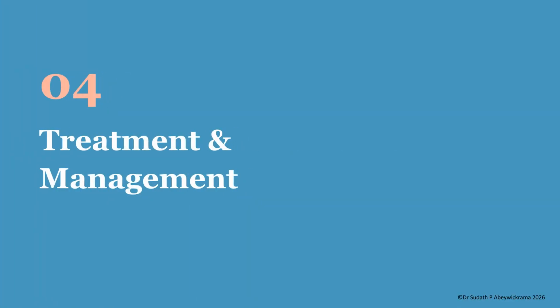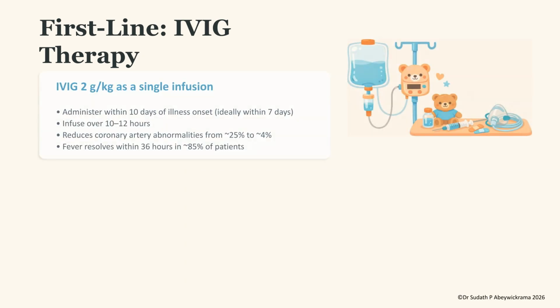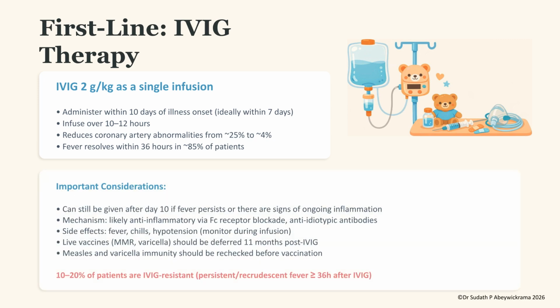Module 4 covers treatment and management, including IVIG, aspirin, managing refractory cases, and adjunctive therapies. Intravenous immunoglobulin, or IVIG, is the first-line therapy. Administered as a single dose, ideally within 10 days of onset, it reduces the risk of coronary artery abnormalities significantly. Patients require monitoring for side effects and delayed live vaccine administration.